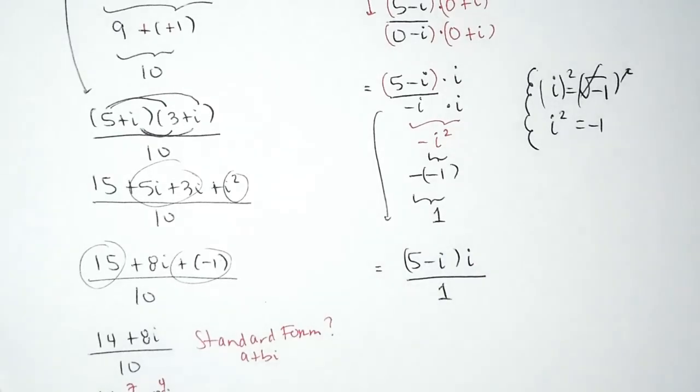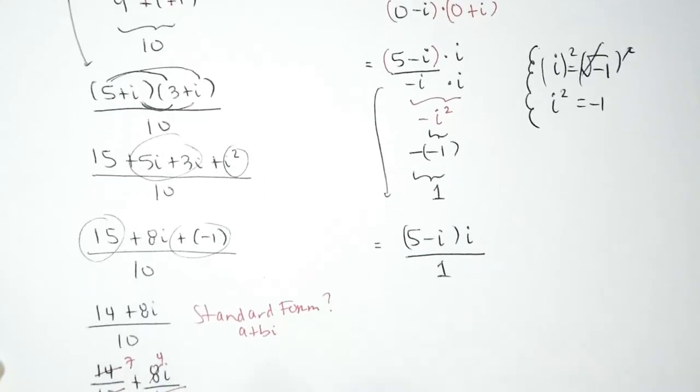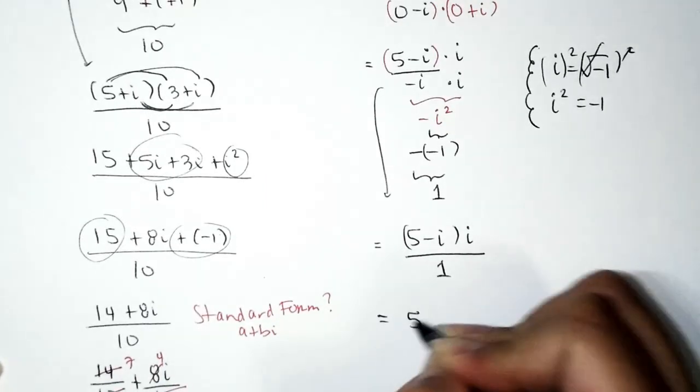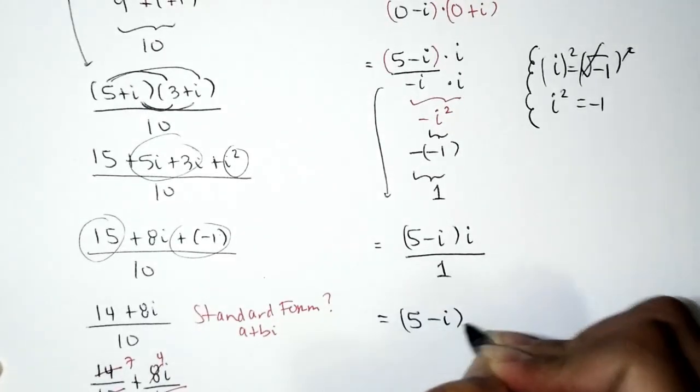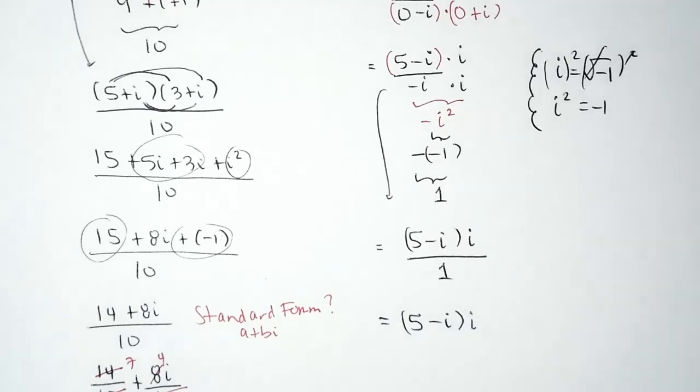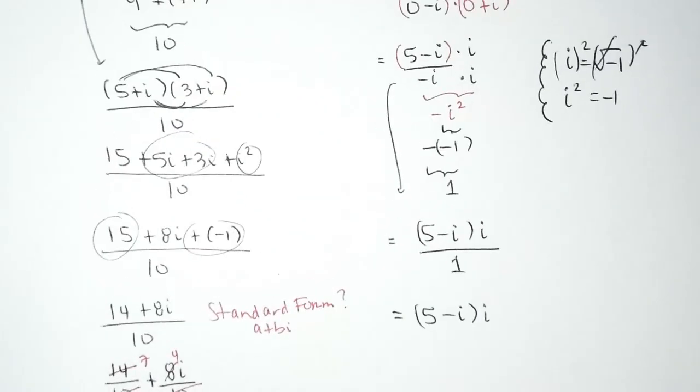But when the denominator is 1, we really don't need it, so let's omit it. We have 5 minus i times i. No more denominator. That was a nice surprise. Let's take our time with this product and make sure our answer is in standard form for a non-real complex number, a plus bi. We're going to distribute from the right side.